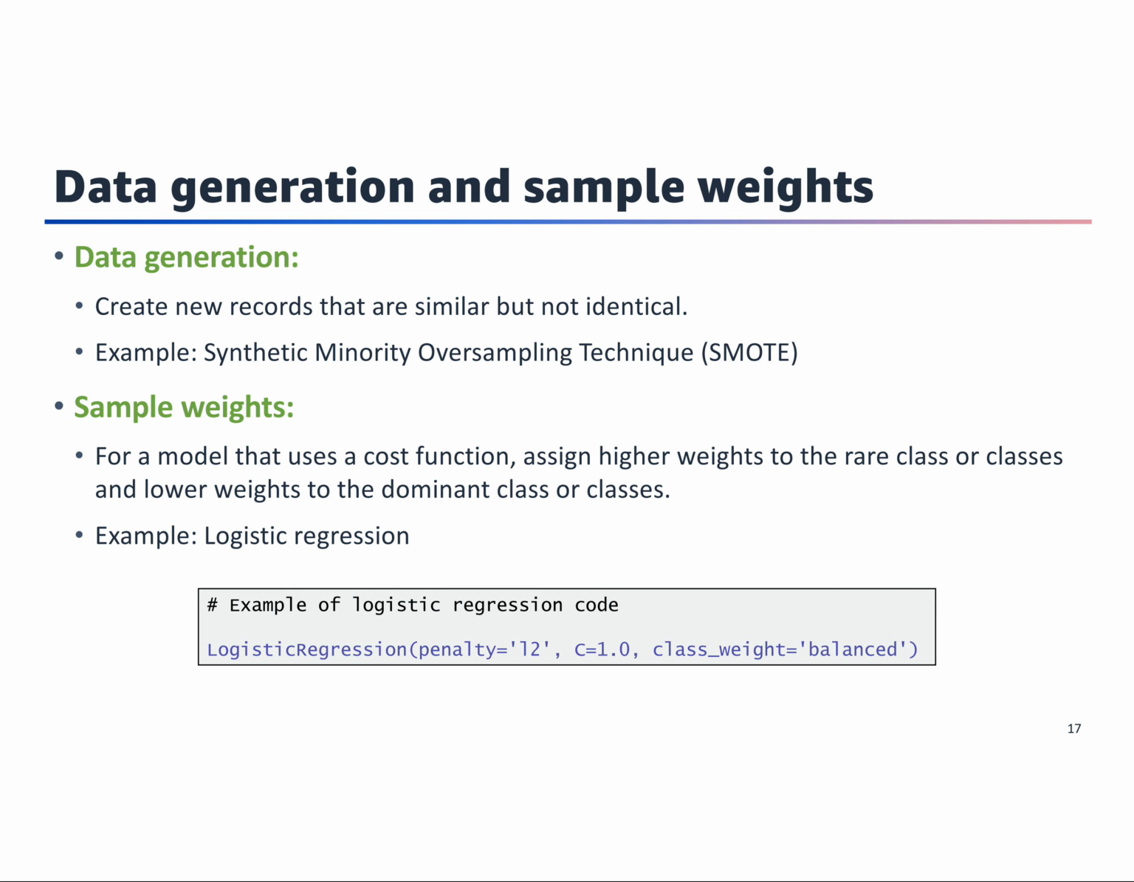Data generation, or creating synthetic samples, or data augmentation, is similar to upsampling. It involves resampling from the rare class while slightly perturbing feature values to create new samples. One technique to create synthetic data is the synthetic minority oversampling technique, SMOTE. Another tactic is to have the learning algorithm pay more attention to the rare class or classes by assigning higher weights to the rare class or classes and lower weights to the dominant class or classes. The logistic regression module in the scikit-learn library provides the class_weight parameter to assign weights to classes based on their frequencies.